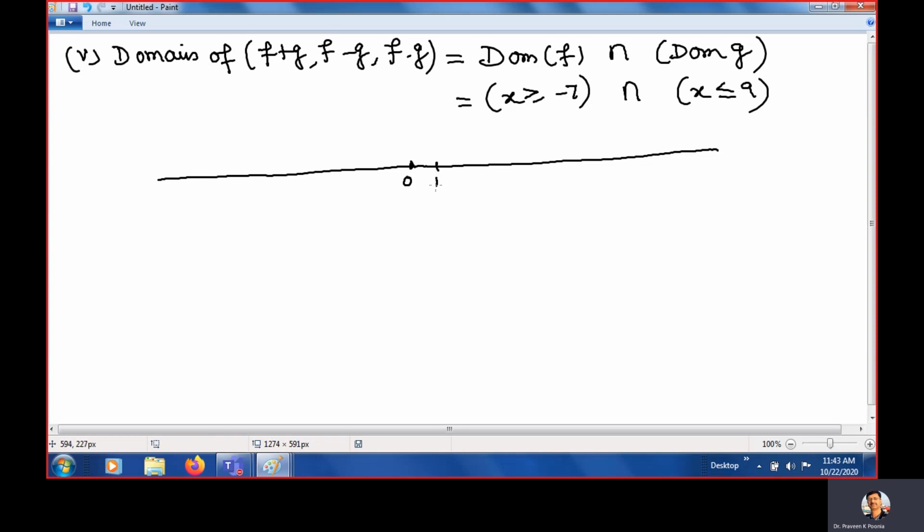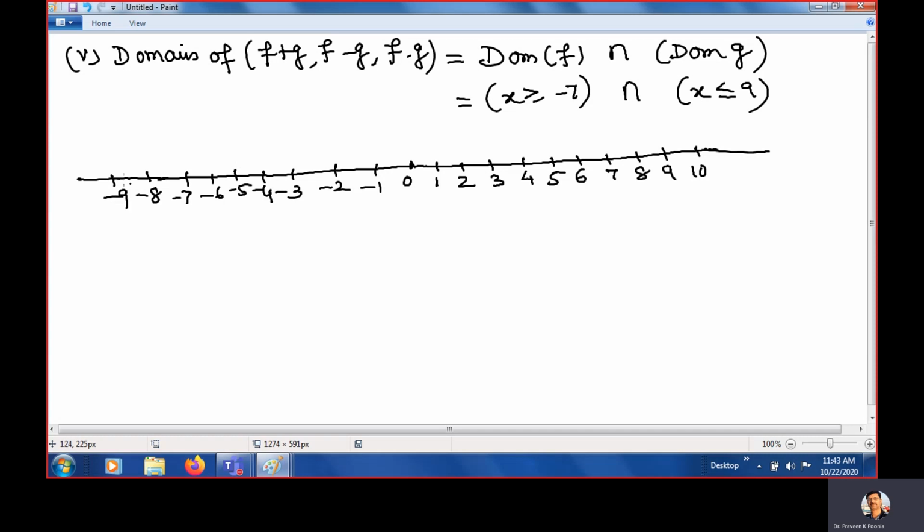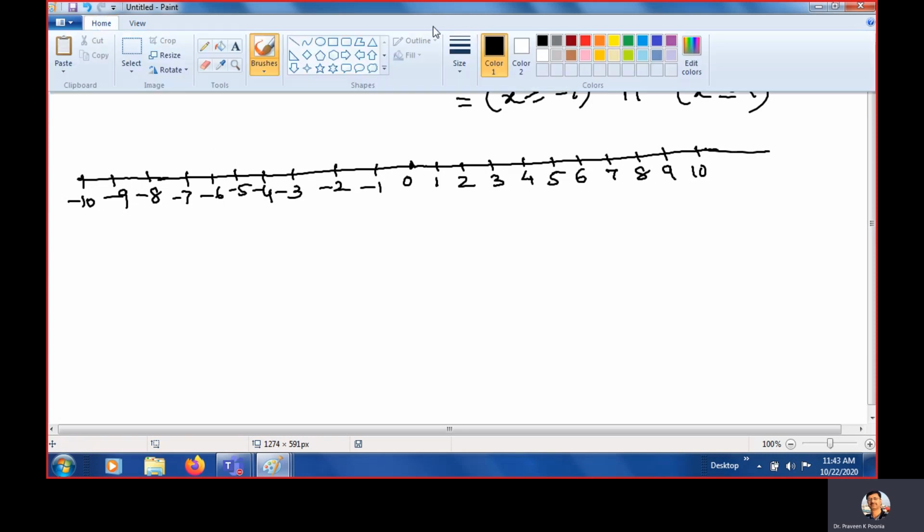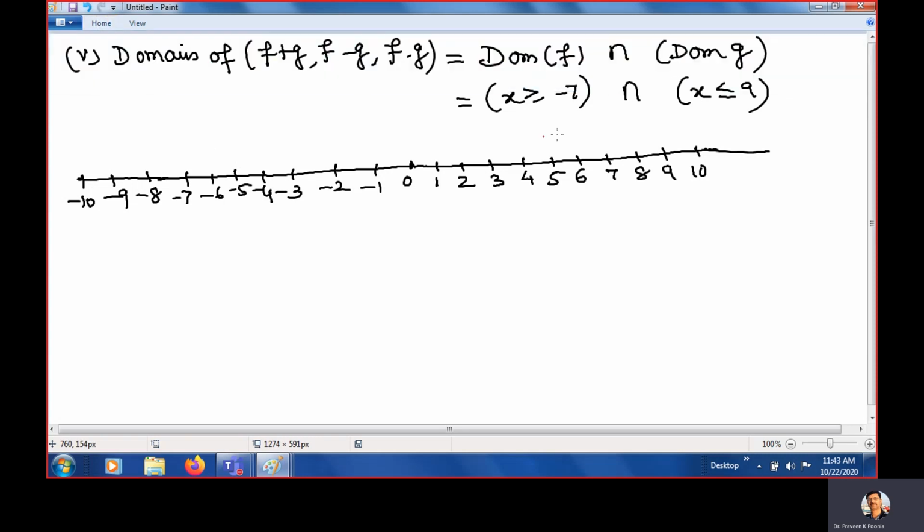This is 0, 1, 2, 3, 4, 5, 6, 7, 8, 9, 10. Minus 1, minus 2, minus 3, minus 4, minus 5, minus 6, minus 7, minus 8, minus 9, like this one. Okay, let us take up to minus 10. Clear? If we write this one, then you just give attention.